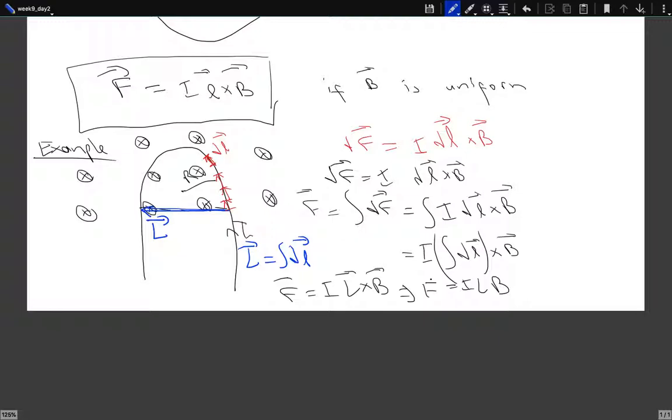How do you calculate the direction of the cross product? Let me see your right hands. Fingers in the direction of L. Rotate your hand so that your palm points in the direction of B. Your thumb is the direction of the cross product. So the force is downwards. So this is the force acting on this system. Now, any questions?